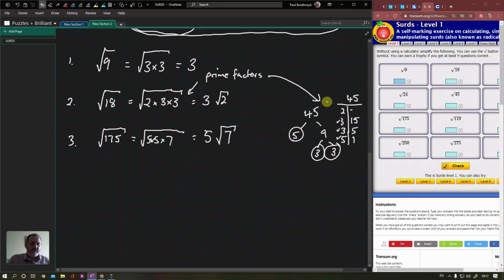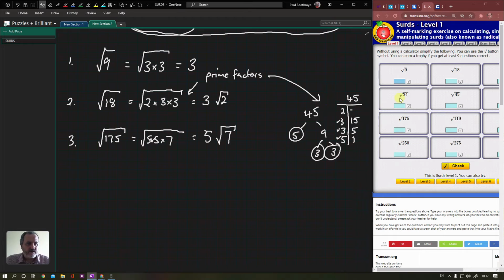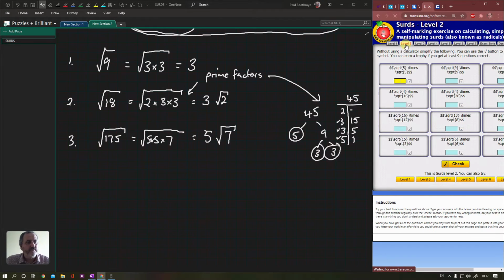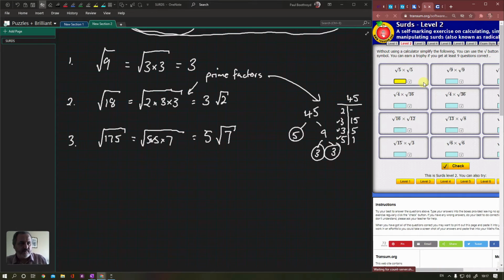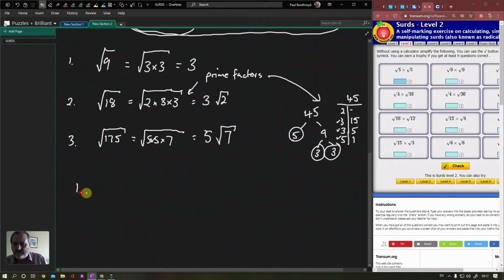Okay, so if you haven't remembered those, let's move on to the next level then. So we can step these up, and we've got things like, what happens if we do the square root of 4 times the square root of 16?